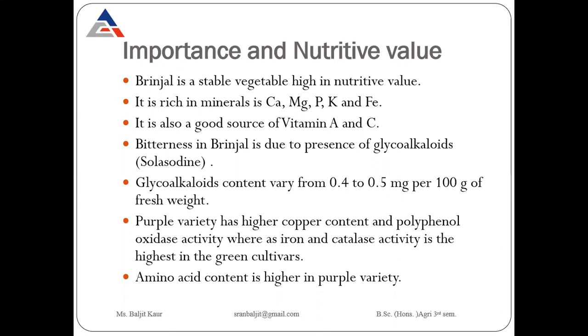The purple variety has higher copper content, polyphenol oxidase activity is highest in purple varieties, and amino acid content is higher in purple varieties. And if we talk about the green cultivars, the green varieties, they are rich in iron and catalase activity, right? So green cultivars are rich in iron and catalase activity. So these are some of the minerals and vitamins that are present in brinjal.